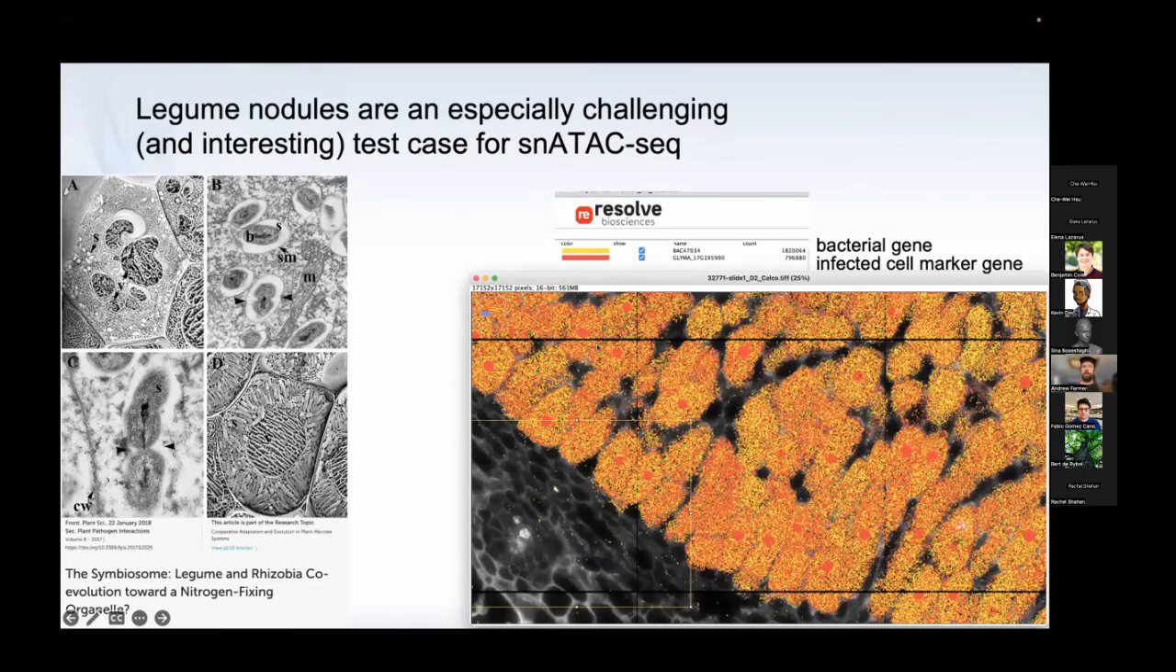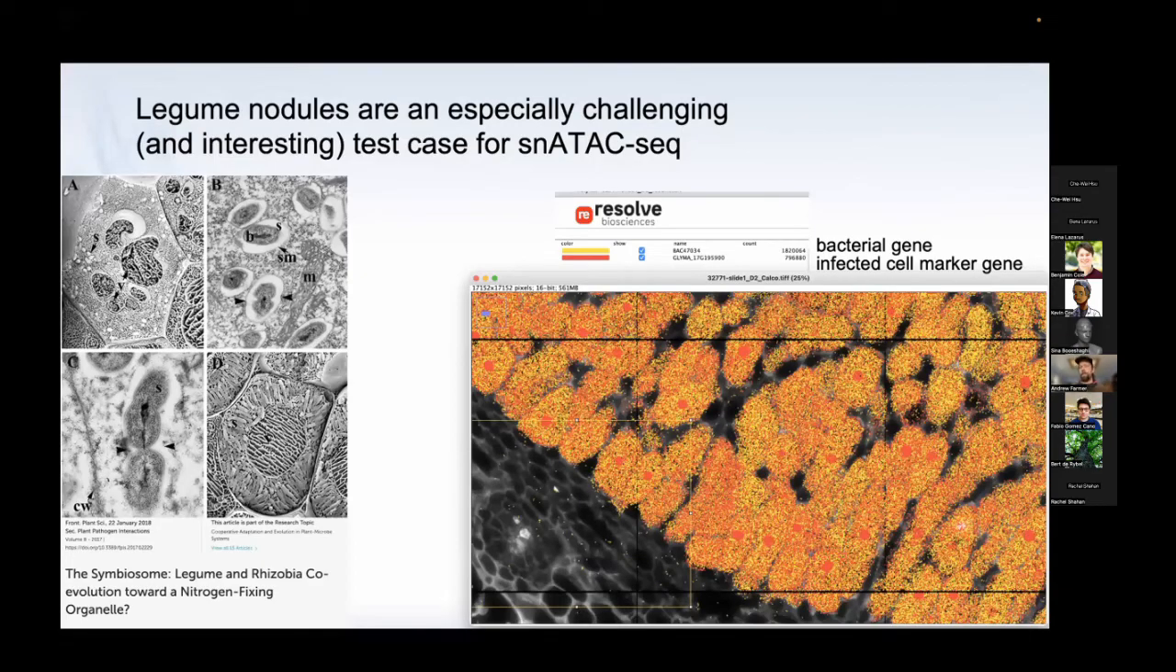And this is shown in some nice spatial data from Sutton Tennant in Mark's lab, where the yellow gene here is actually a bacterial gene, and you can see that it's pretty much filling up the whole infected cell, except for in the nucleus, where I've got a soybean marker gene to just kind of show that those are really nuclei expressing a marker gene for the infected cells.